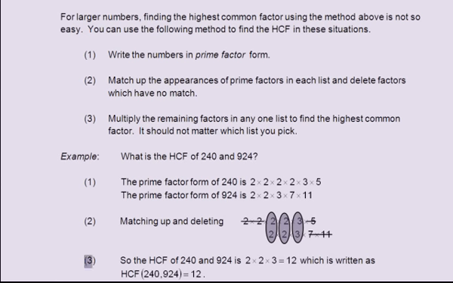Step 3. So, the highest common factor of 240 and 924 is 2 times 2 times 3, which equals 12, which is written as highest common factor of 240 and 924 equals 12.